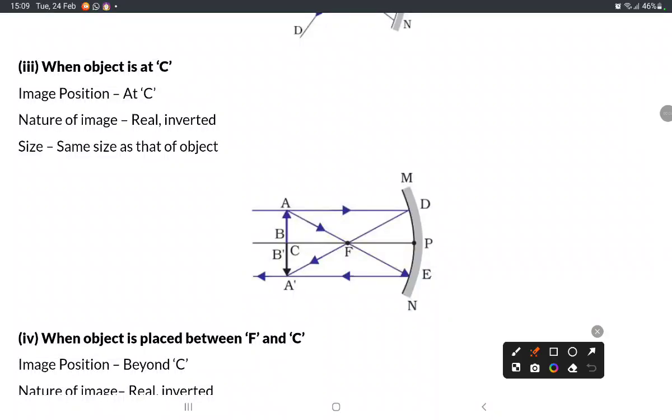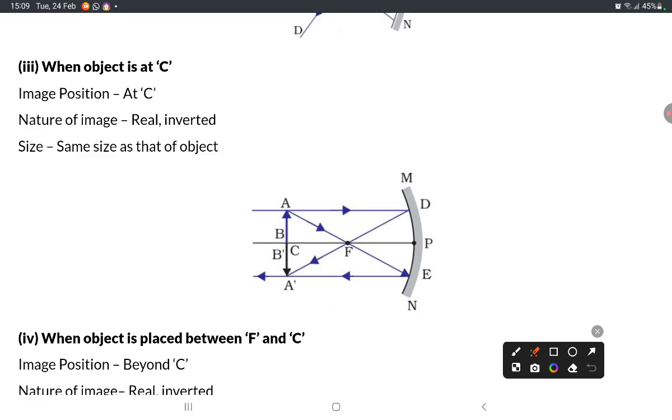So when the object is at C, the image position is also at C. The nature of the image is real and inverted, and the size of the image is the same as that object.